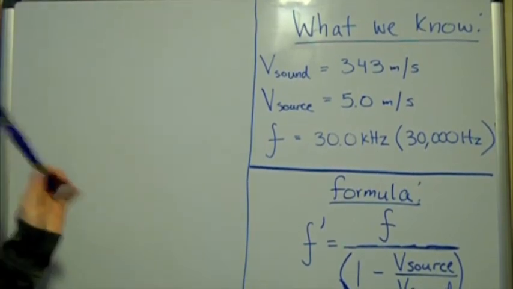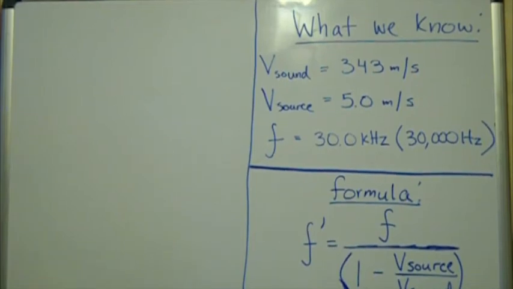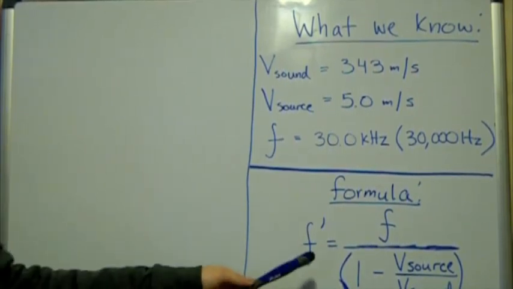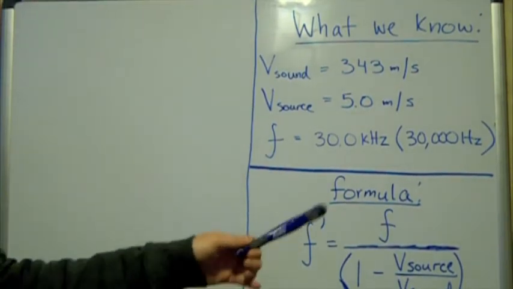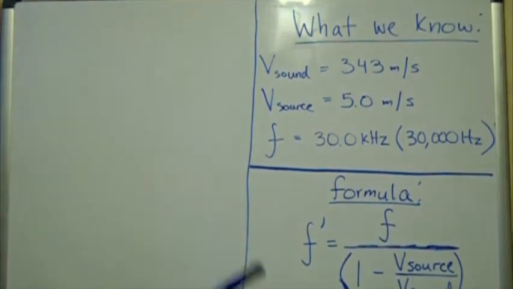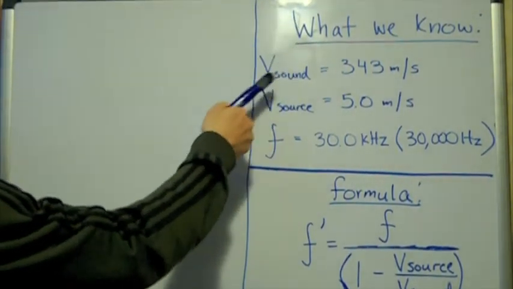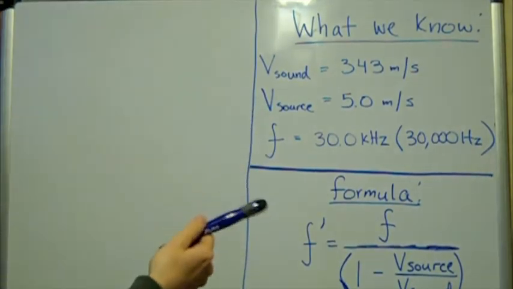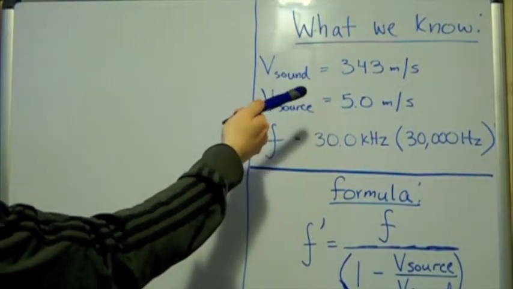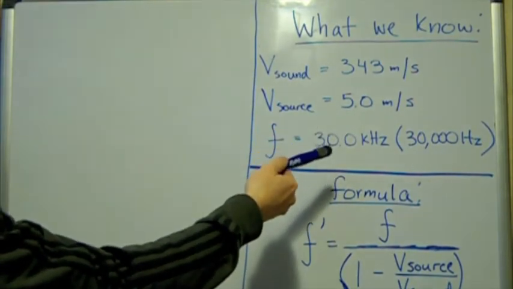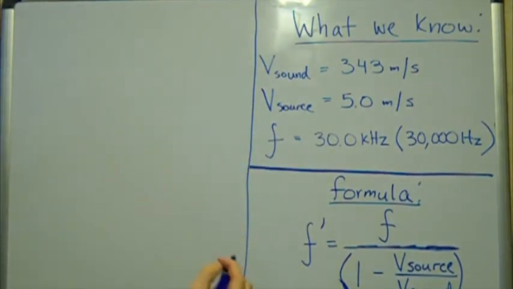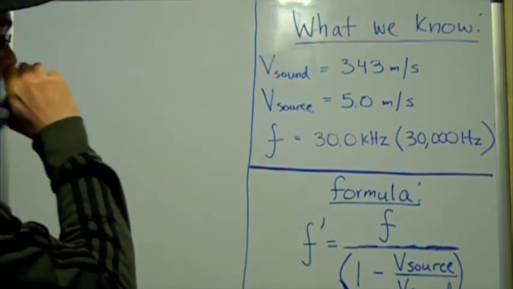To solve part 1 of this problem, we're going to use this formula: f prime is equal to frequency over, in parentheses, 1 minus v source over v sound. This is what we know so far. We're given that the speed of sound is 343 meters per second. We know that the bat is moving at 5.0 meters per second. And we know that the frequency it's emitting is 30.0 kilohertz, or 30,000 hertz.